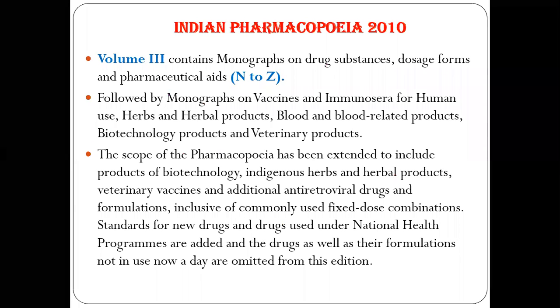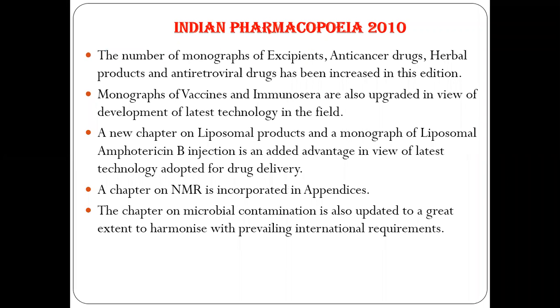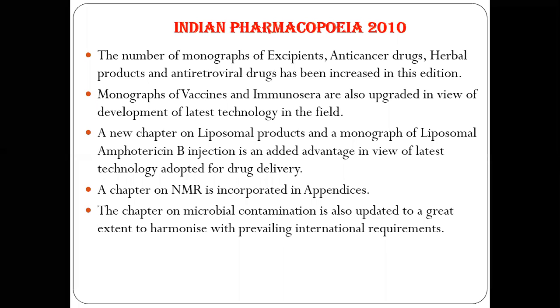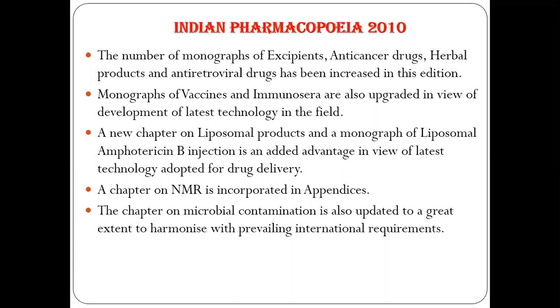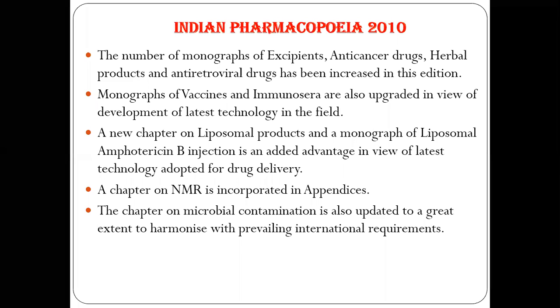As well as it had the information about vaccines, immunosera, various kinds of herbal medicines, and blood related products. Then they had the scope of pharmacopoeia. General information was also added into IP 2010, and the number of monographs of excipients, anti-cancer drugs, herbal products, and antiretroviral drugs was increased in this edition. Means additional drugs were added. Drugs related to vaccines and immunosera were also upgraded.